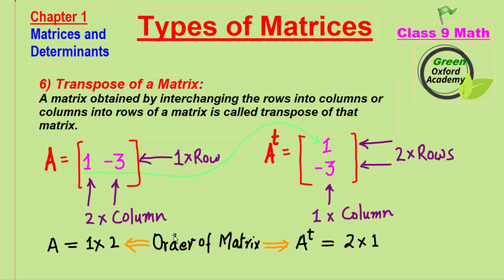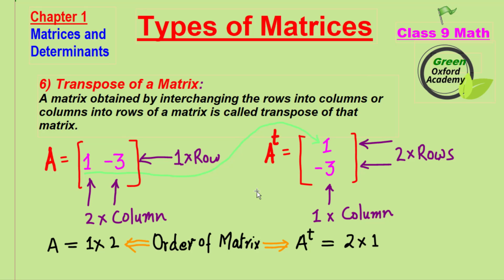Let's start with the transpose of a matrix, which is another type of matrix. A transpose of a matrix can be obtained by interchanging the rows into columns, or by interchanging the columns into rows of a matrix. Let's have an example of matrix A. It has 1 row and 2 columns. In order to obtain the transpose of matrix A, we have to interchange the row into column, and the matrix which we obtain is called a transpose matrix, which is denoted by AT.